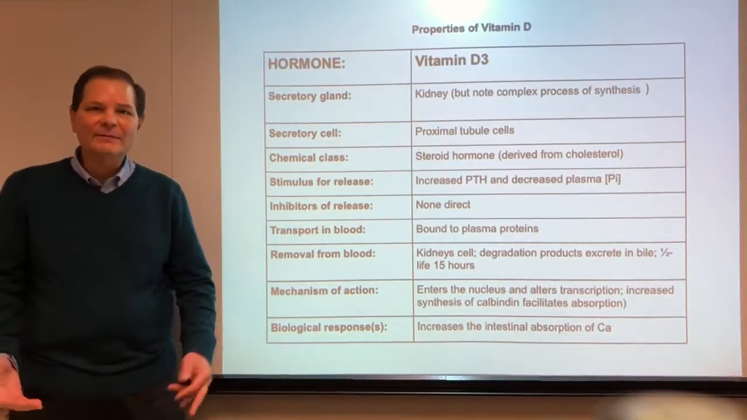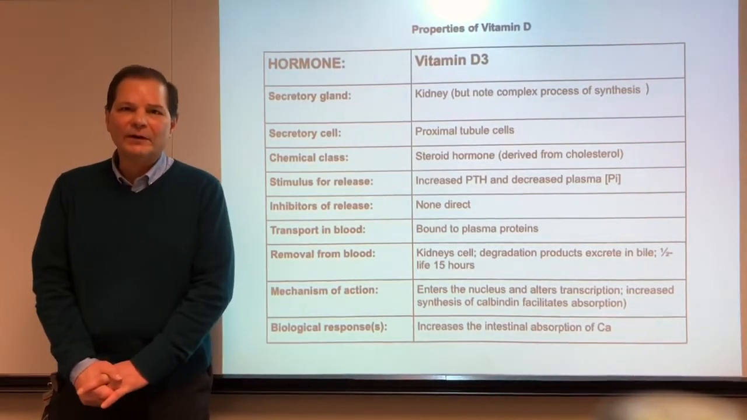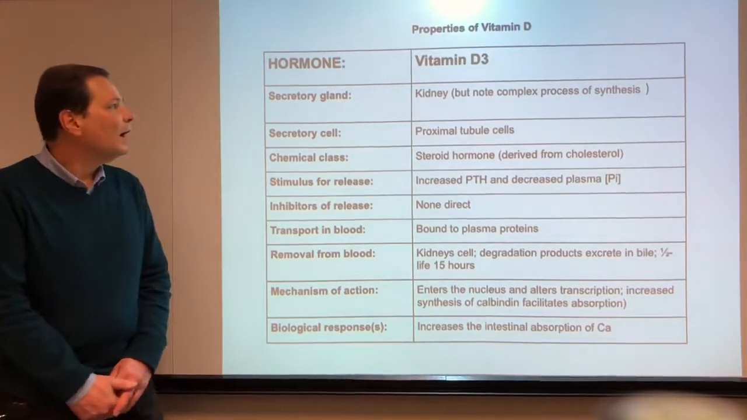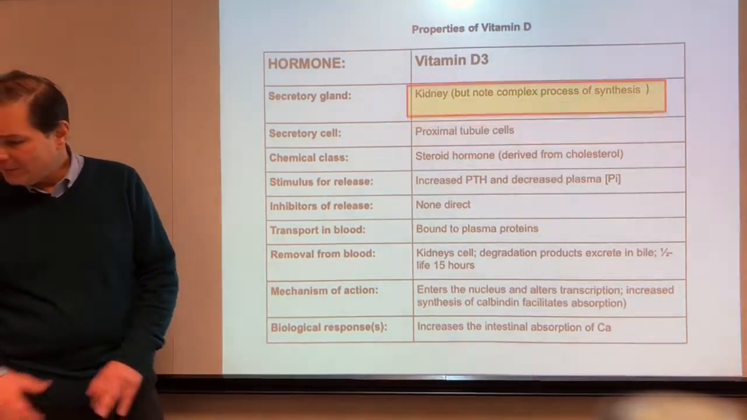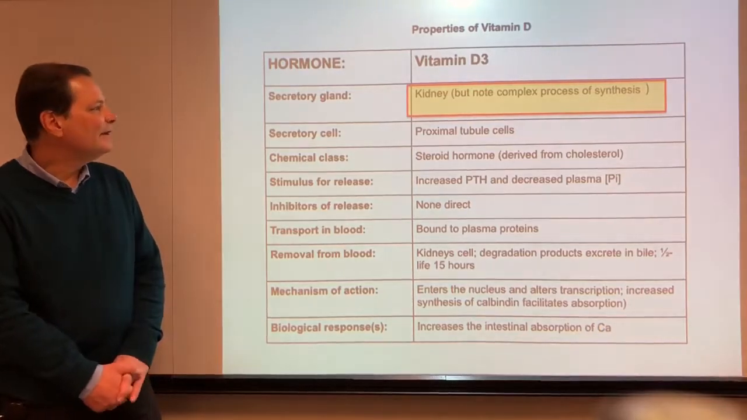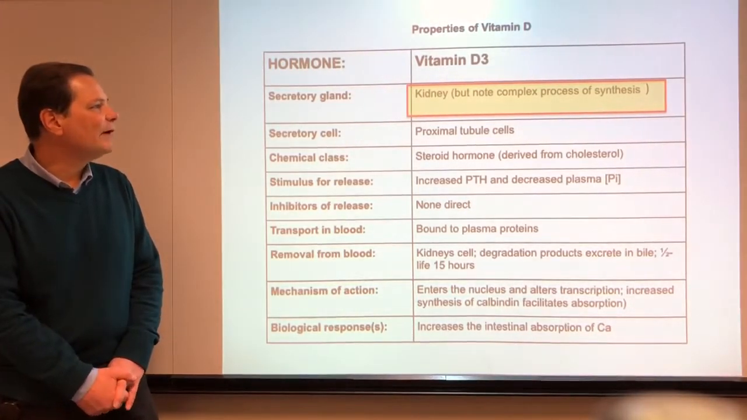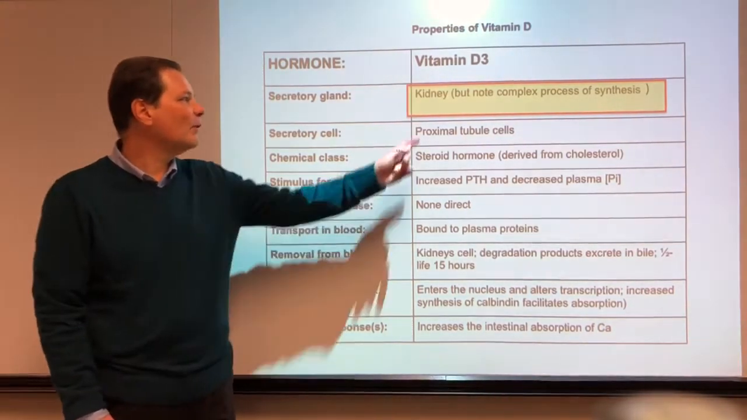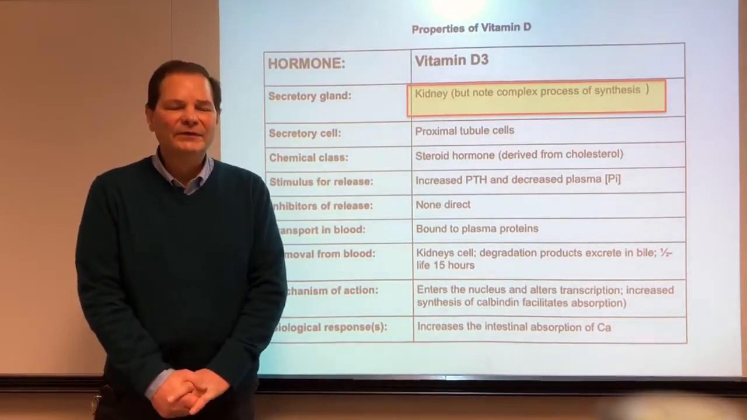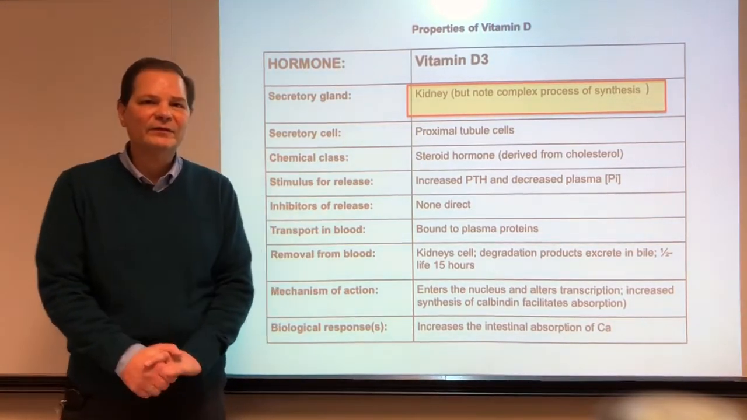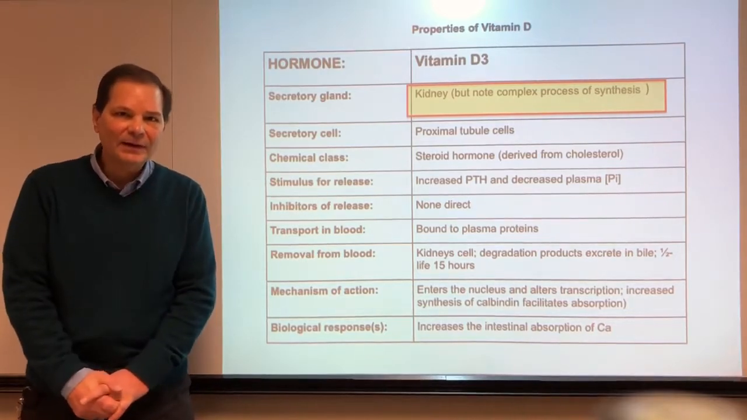So we're going to talk about vitamin D and then calcitonin to wrap this up, all right? So first of all, vitamin D. The quote, secretory unquote gland that we're going to say is of record is the kidney, because this is the final step in the process. This is where active vitamin D is made.